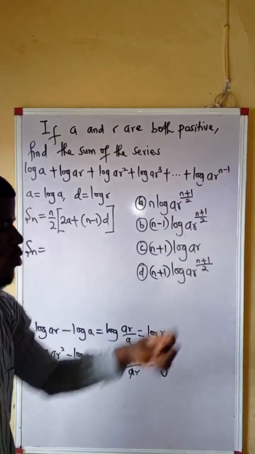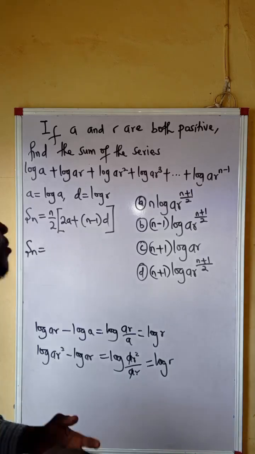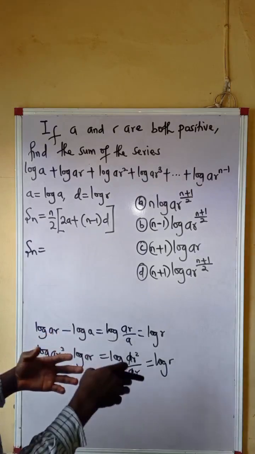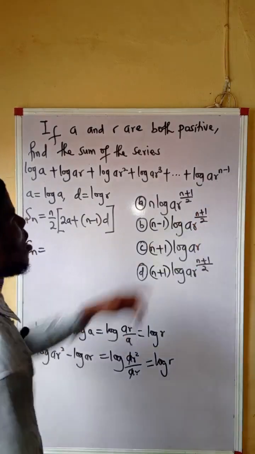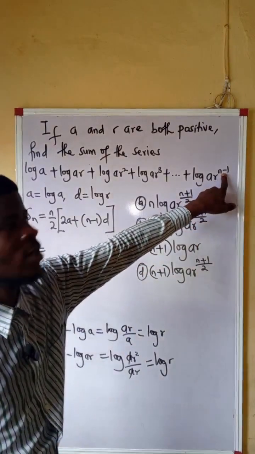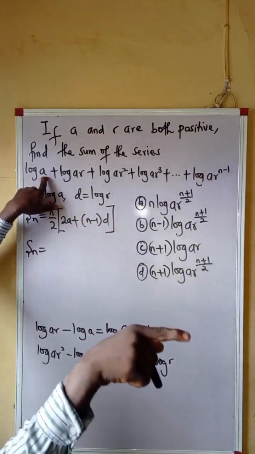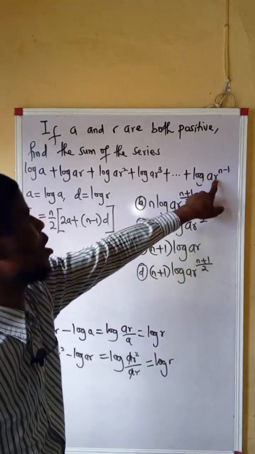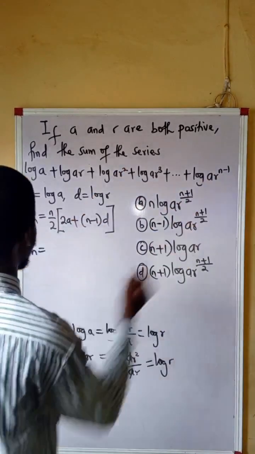You know, the nth term of the sequence can actually help us determine any member of that sequence. For example, if I want to determine the first term, here n is equal to 1, I'll plug in 1 here. 1 minus 1 is 0, r to the power of 0 is 1, so I'll be having log a. That's the first term. For the third term, I'll put 3 here. 3 minus 1 is 2, so I'll be having log ar squared, and that's the third term. So I have the nth term already.